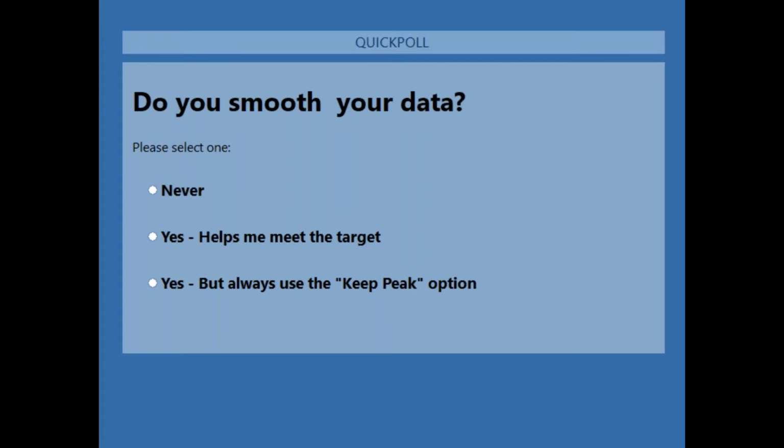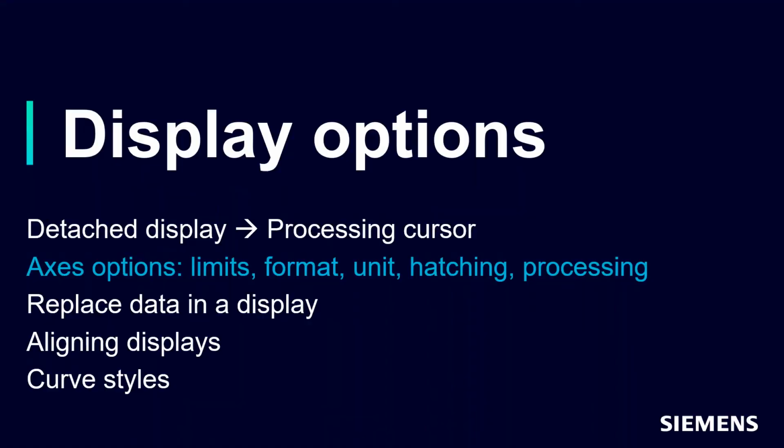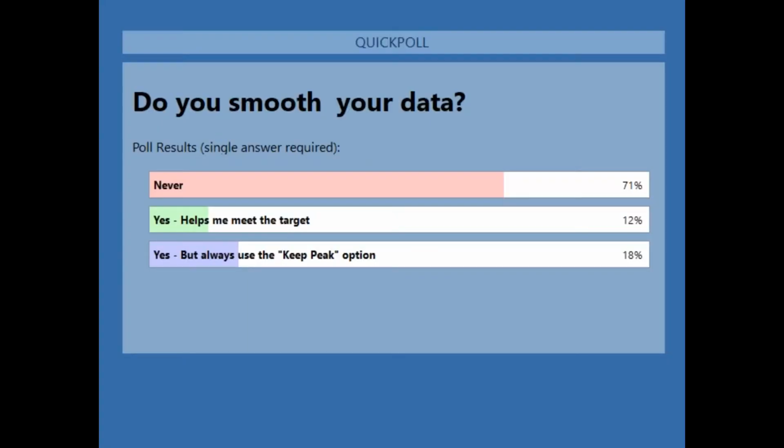Again, if you're over target and you need to meet your target, don't use the keep peaks option. Just throw some heavy smoothing on there. That's of course not always the most ethical option. Still got some votes rolling in here, but I think we're close. I'm going to close the poll and share the results. So not many people smoothing. It's like too much integrity in this audience or something.